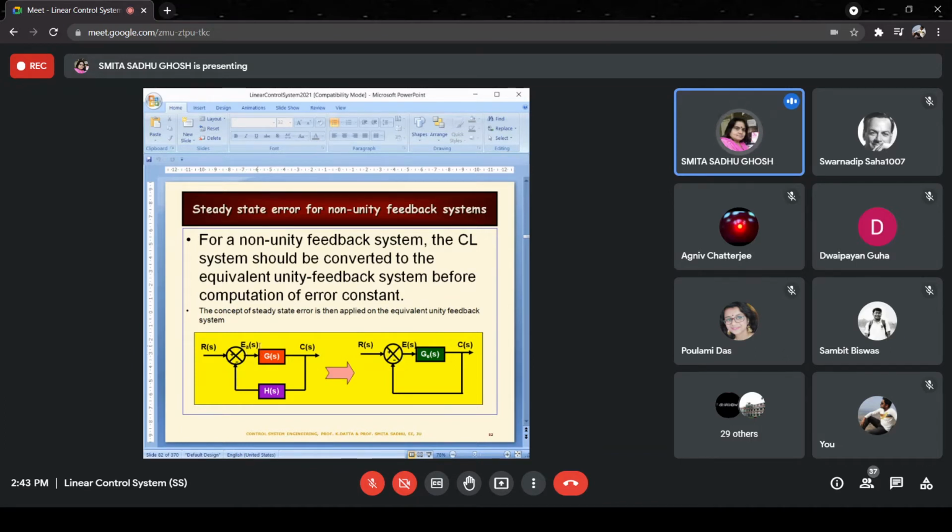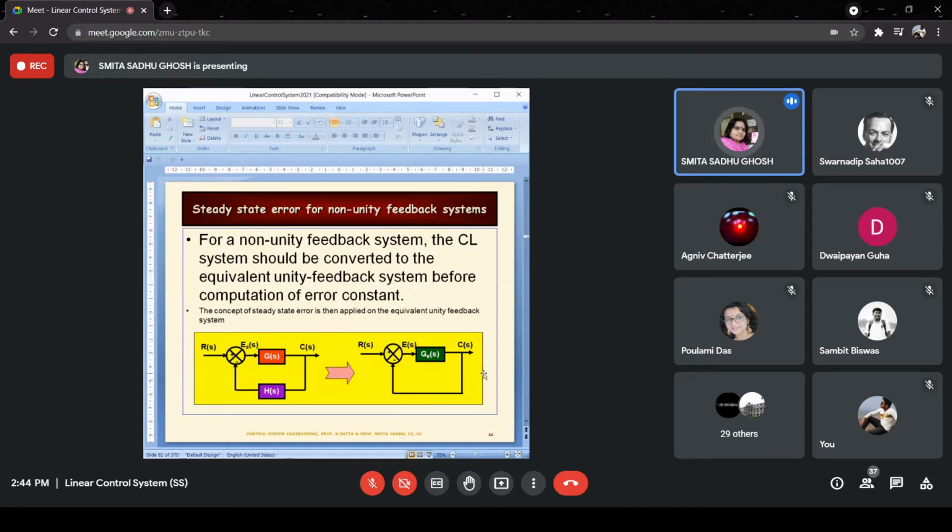So if you take the actuating error and then calculate, for example, if we are applying a step input, if you calculate the position error constant and hence the steady state error, it's going to become wrong. It's going to give you values which are going to be wrong because you have not taken the error but only the actuating error. So the first step in this analysis for a non-unity feedback system, if you are going to do steady state analysis of what the steady state error is going to be, is that you convert to the equivalent unity feedback system. Then you apply the concept of steady state error and error constant after the conversion to this system.